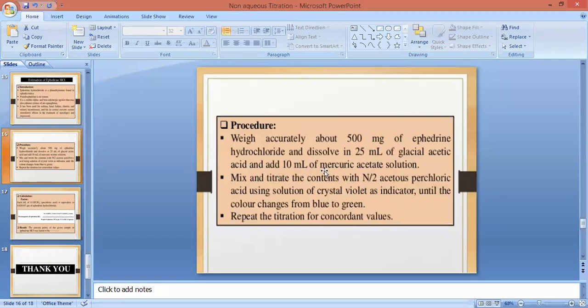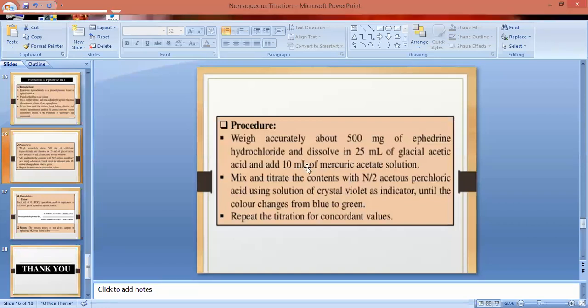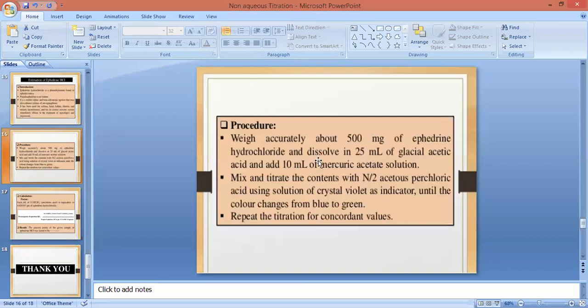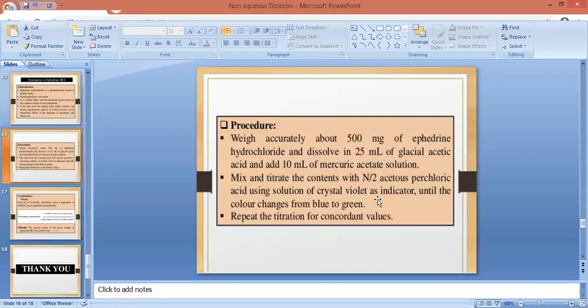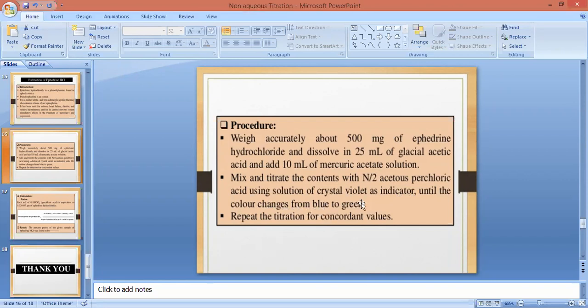And we are going to add 10 ml of mercuric acetate solution. This is an extra reagent. It will speed up the chemical reaction between titrate and titrant. Next, we are going to mix all the contents in the conical flask with the help of stirring, and we are going to titrate the contents in the conical flask with acetous perchloric acid using a solution of crystal violet as an indicator until the color changes from blue to green. So this is the method used for estimation of ephedrine hydrochloride.